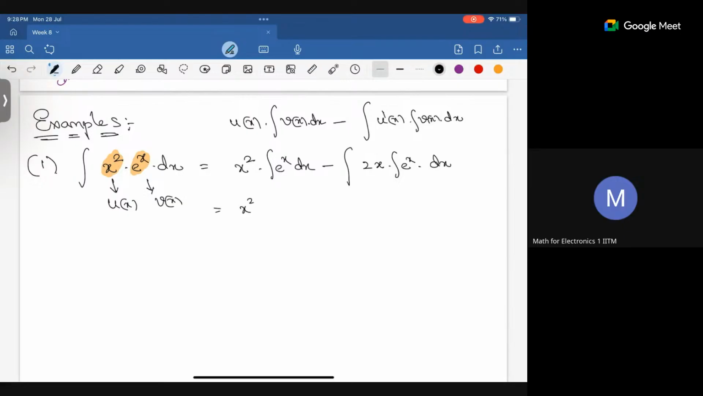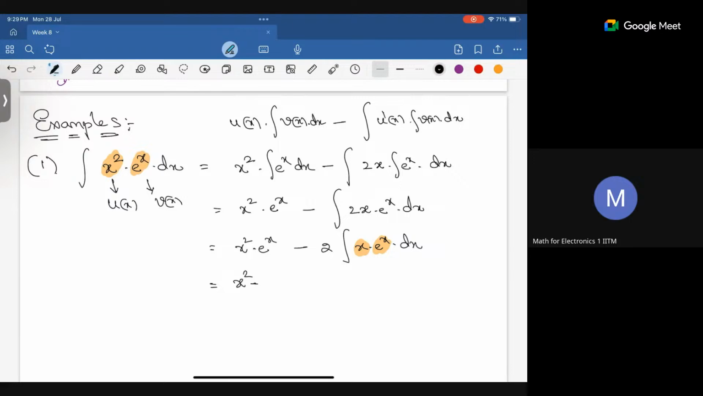Now we have x square into integral of e power x is e power x minus integral of 2x into e power x dx. Right, again, if you see, I can pull out the 2, the properties we learned, no? So 2, the constant you can pull out, and this will be x into e power x dx. So again, here also we have two functions, x and e power x. Right, again we can use the by parts.